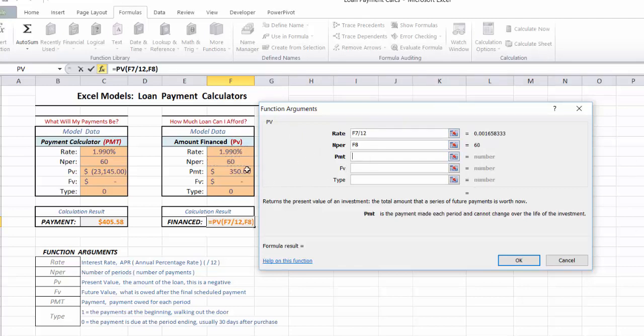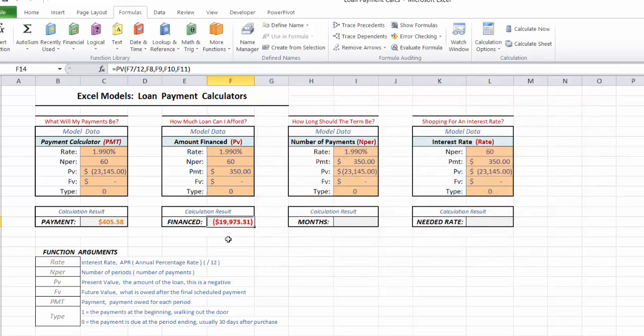Her NPER, her payment of $350 this time, future value, and type. Okay, there's quite a difference between $19,973 and $23,145. So based on that interest rate, 60 months, $350, that's all she can buy. Right, that's all she can afford, $19,000.